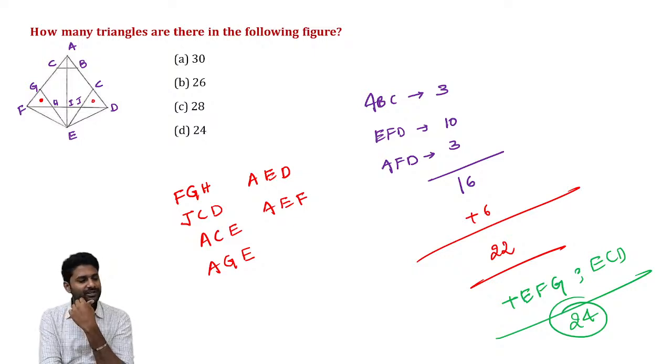Is it 24? I'm waiting for your response. Why? Because you can see more than 24. 26 we have, 28 we have, and 30 we have.